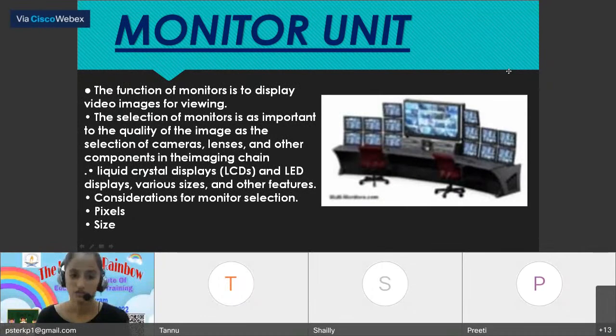Next is monitor unit. The function of monitors is to display video images for viewing. The selection of monitors is as important to the quality of the image as the selection of cameras, lenses, and other components in the imaging chain. Liquid crystal displays, LCDs, and LED displays, various sizes and other features. There are two considerations for monitor selection, and these are pixels and size.